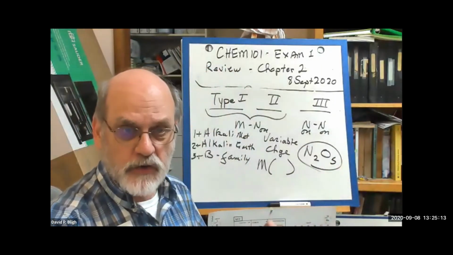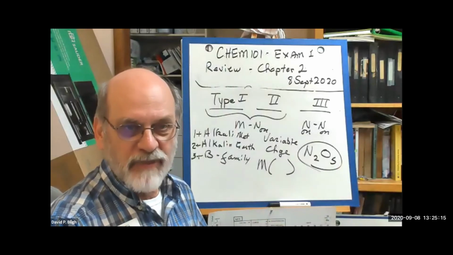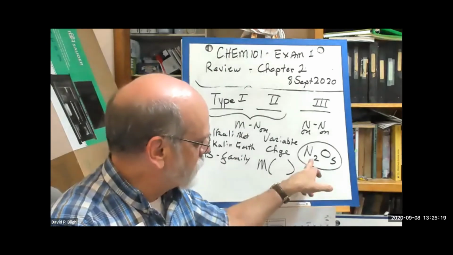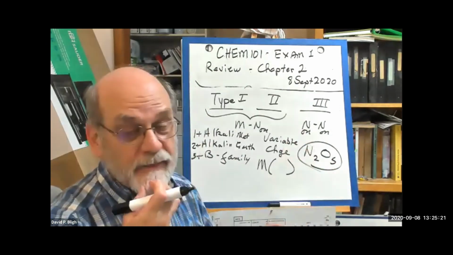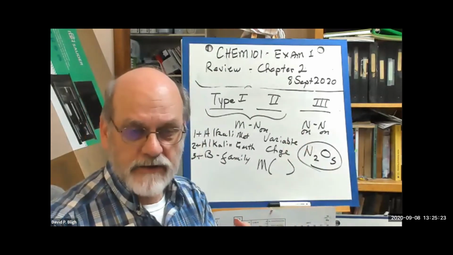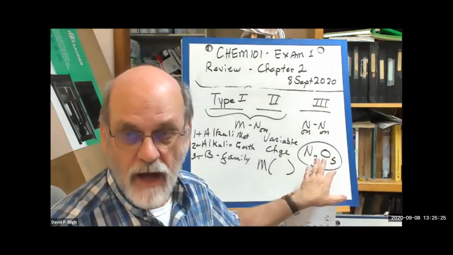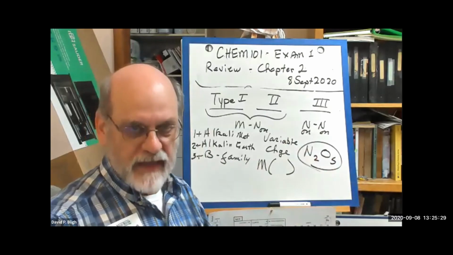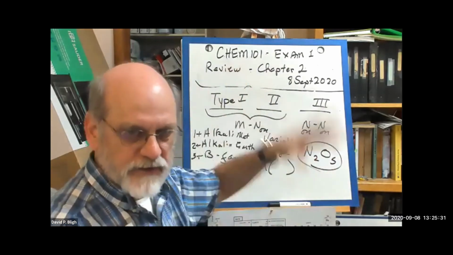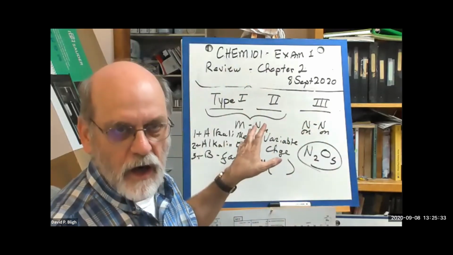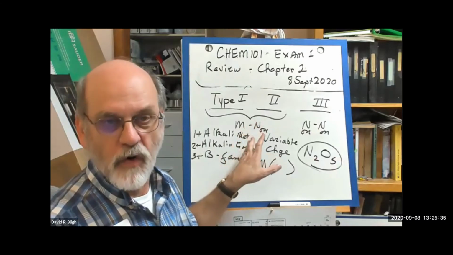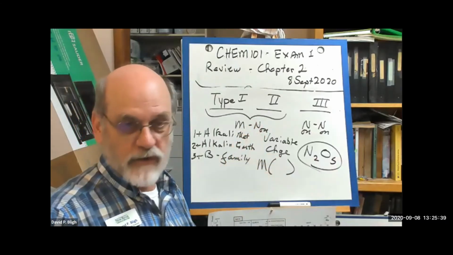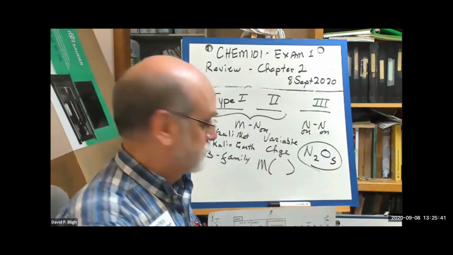Dinitrogen, di is 2 in Greek. Pentoxide, penta is 5. So dinitrogen pentoxide. And if you're given dinitrogen pentoxide, you should be able to write the compound formula as well. Go back and forth. And the key word in all of this is unambiguous. There's no way to write it any other way. That's why the rules are constructed the way they are.